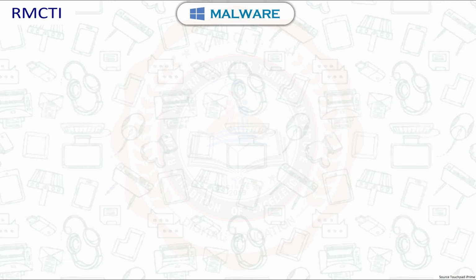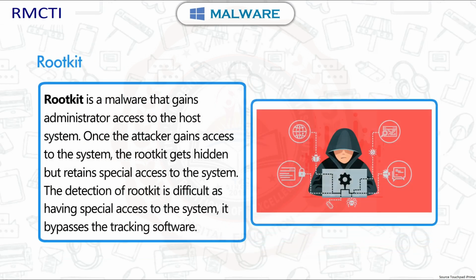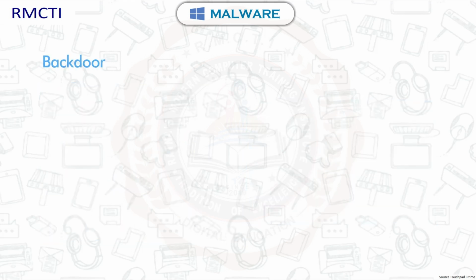Rootkit. Rootkit is a malware that gains administrator access to the host system. Once the attacker gains access to the system, the rootkit gets hidden but retains special access to the system. The detection of rootkit is difficult as it has special access to the system. It bypasses the tracking software.